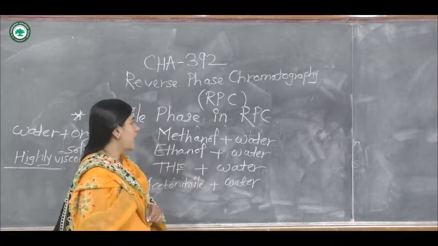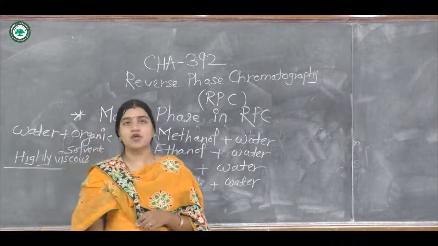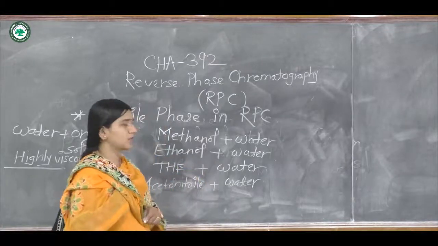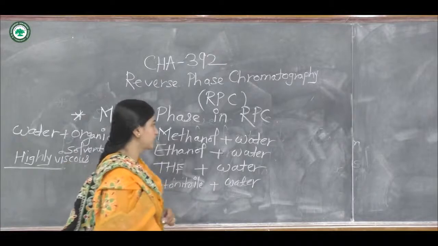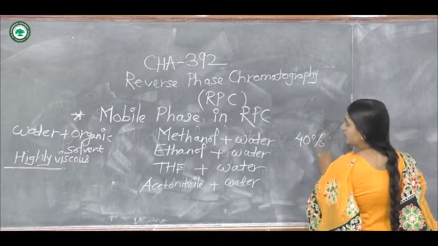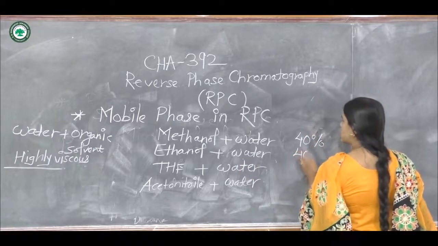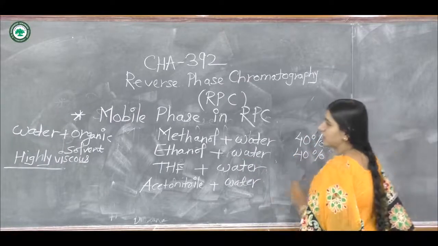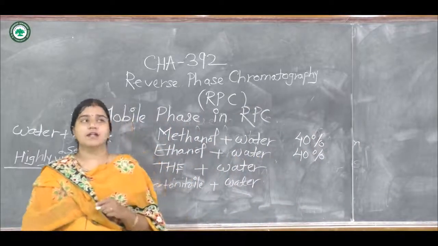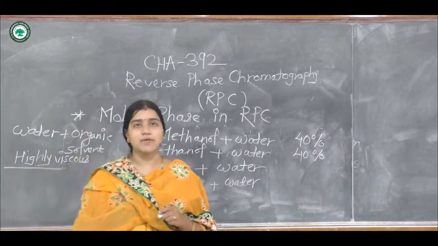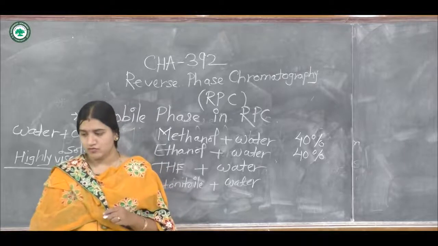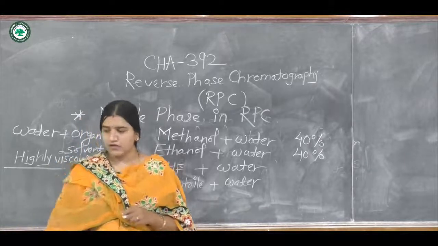Apart from this, what is the usual concentration used? When you are dealing with methanol and ethanol, you will use 40% of the methanol in water. Again, for the ethanol, you will use 40% of the ethanol in water. 40% of the ethanol in water means what? It will take 40 parts of the ethanol and the remaining 60 parts will be water. Similar is the case for methanol.